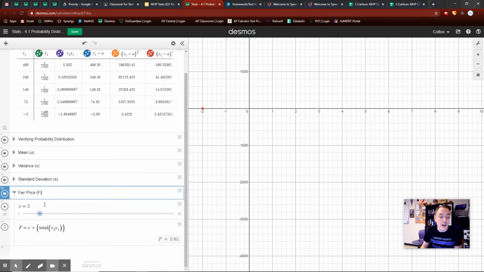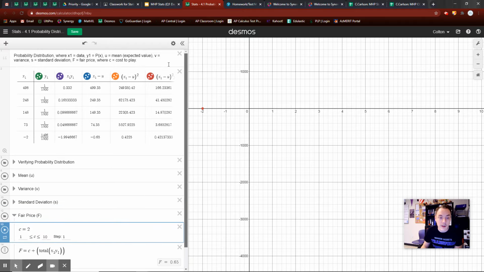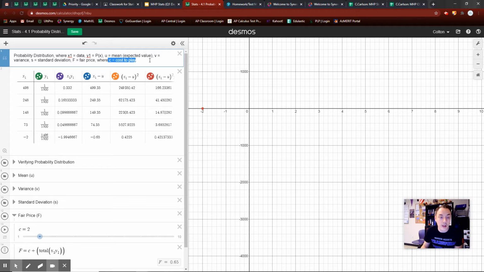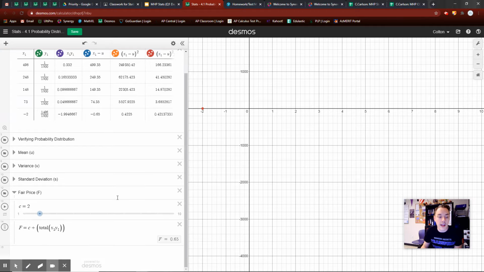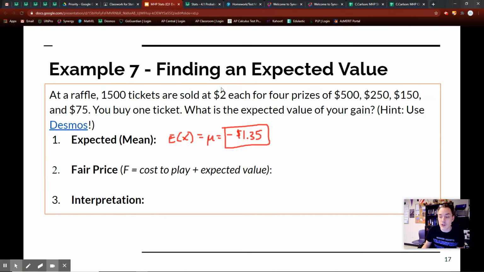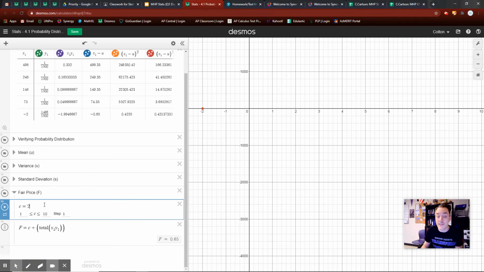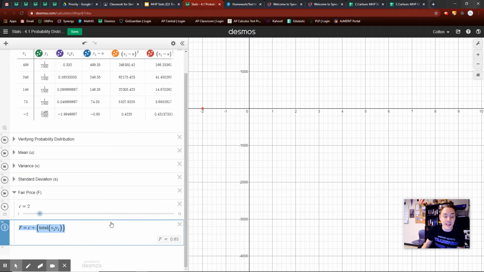Okay. Our cost, C, if we go back up, C is cost to play, right? What was our cost to play? Our cost to play was $2. Whatever the cost to play is, when you get a different example, you'll just change that value. It's $2. And now this formula actually calculates it accordingly. So what should this raffle ticket cost to make sure it's fair, it's even? That means I have a good chance of winning or losing. It needs to cost 65 cents.